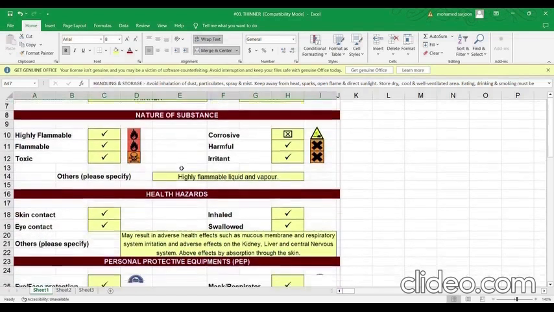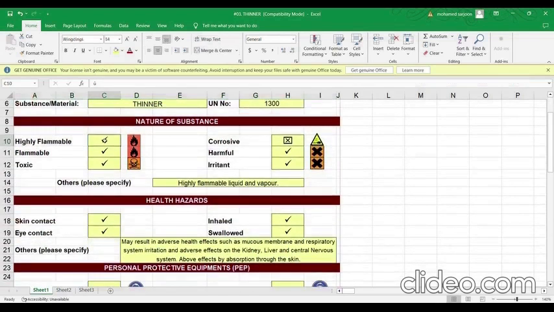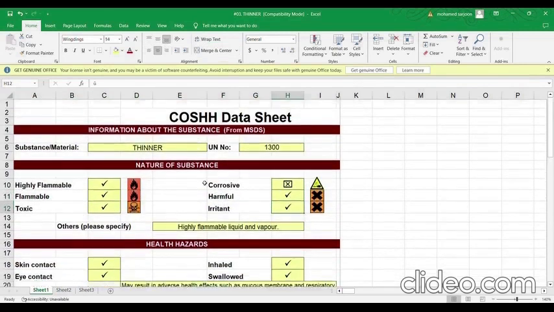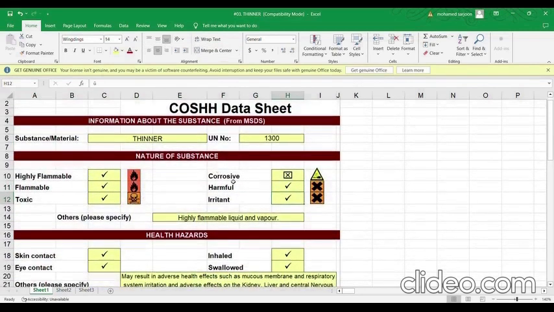The nature of substances: highly flammable. Thinner is highly flammable and can cause a fire hazard. Toxic, yes, it is toxic. Corrosive, no, it is not corrosive. Harmful, yes, it is harmful. Irritant, yes, it is an irritant. If we go through the MSDS, we can find all the nature of substances. If there is anything additional, please specify: highly flammable liquid and vapor.